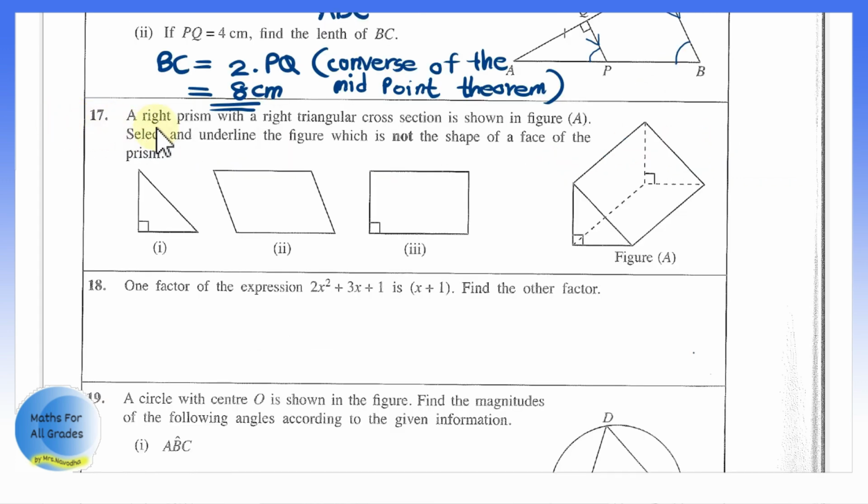Question number 17. A right prism with a right triangular cross section is shown in figure A. Select and underline the figure which is not the shape of a face of the prism. A prism has 5 sides, 2 triangular shapes and 3 rectangular shapes. You may see this shape looks like this shape, but it's not. So the answer is number 2. In a prism, there is no shape like this.